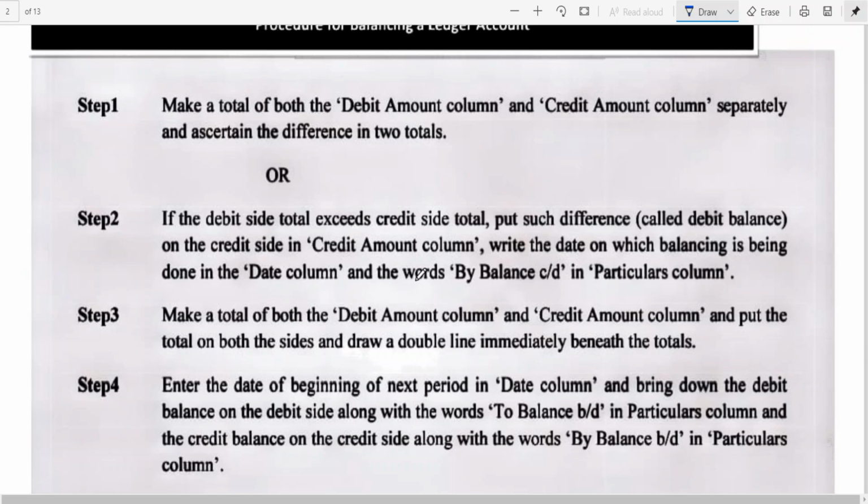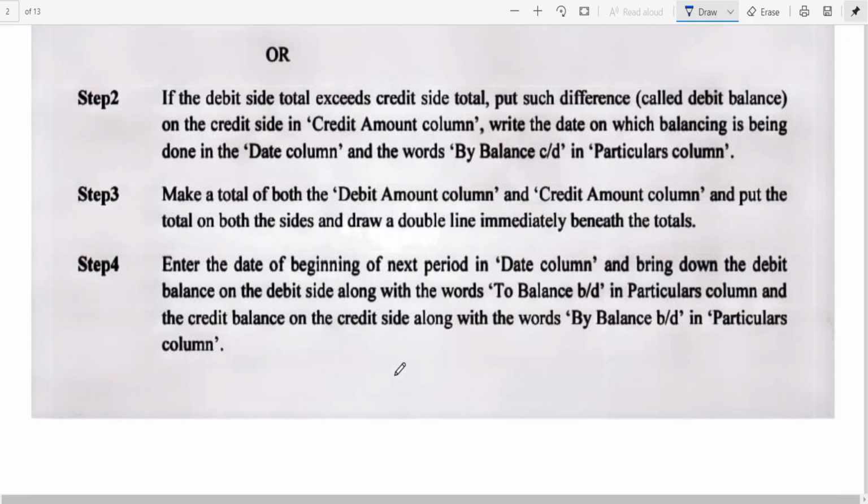In simple words, if the debit side is showing more, you write the balance difference on the credit side as "by balance carried on". If vice versa, if the credit side is showing more, we write "to balance carried on" on the debit side. Now make a total of both debit amount and credit amount and put the total on both sides. Draw a double line immediately beneath the totals. That means that the ledger account has been completed.